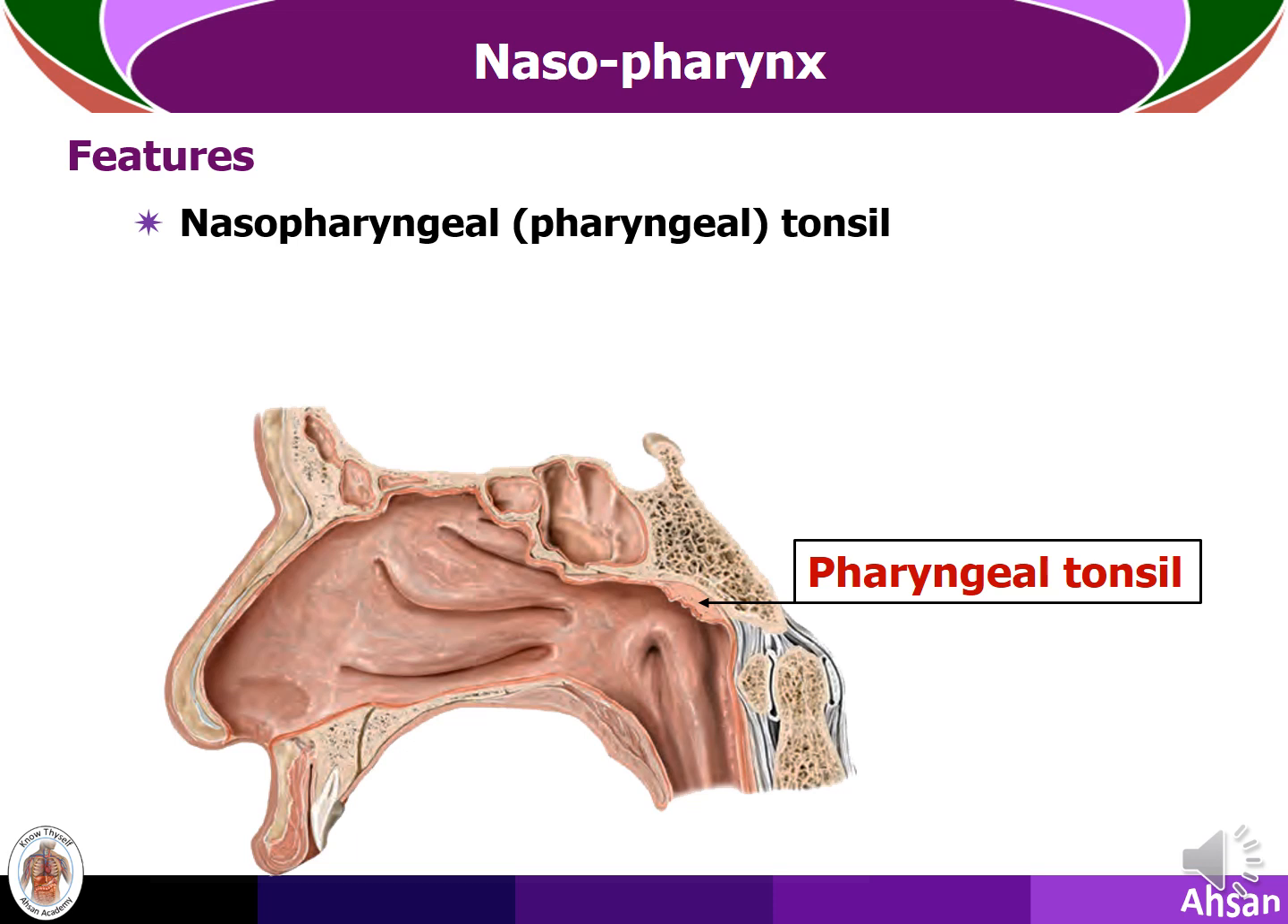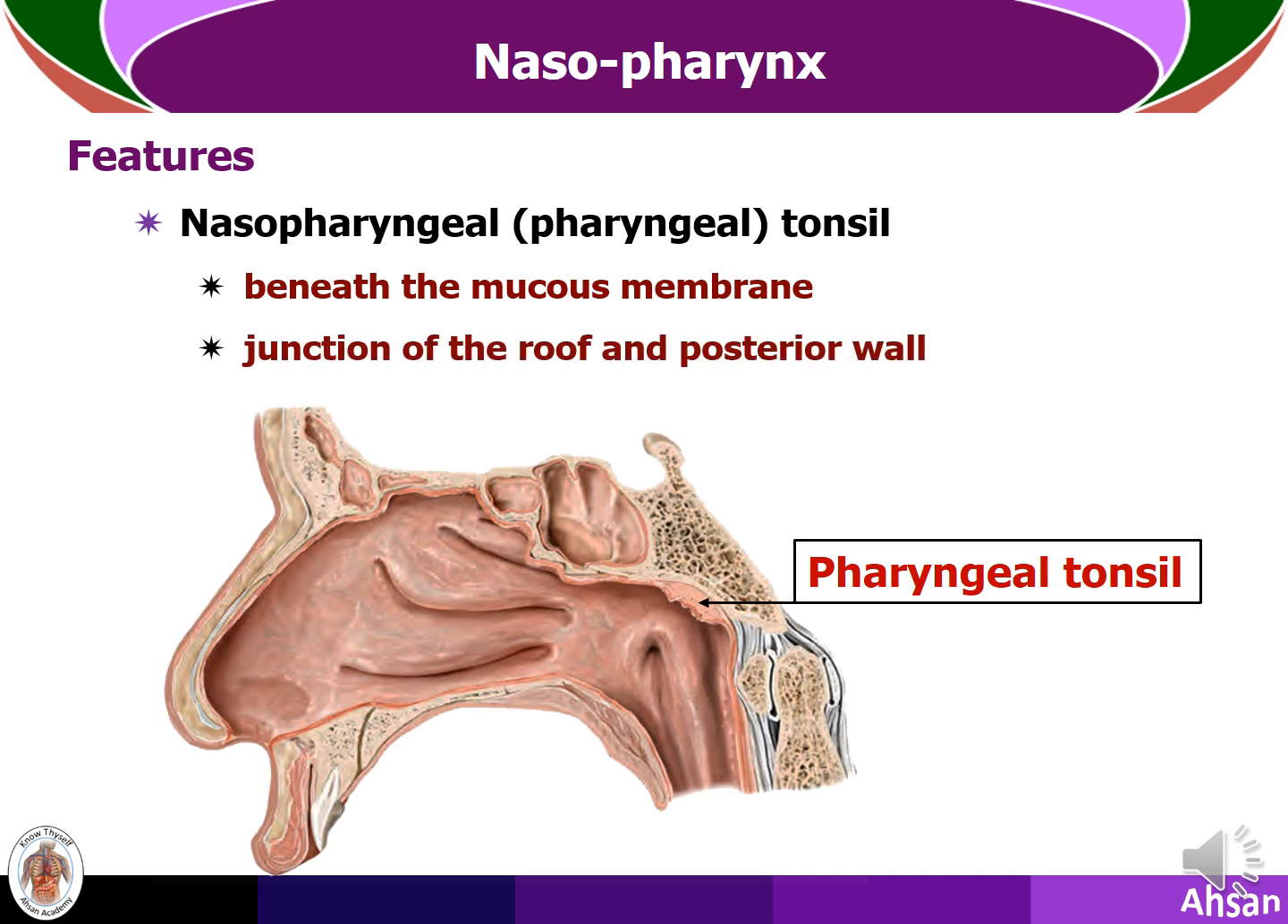Let me discuss some anatomical features in the wall of the nasopharynx. You can see the labeled one is the pharyngeal tonsil. It is at the junction of the roof and the posterior wall. Under the mucosa there is an accumulation of lymphoid tissue, known as one of the tonsils of this region. So this is the nasopharyngeal tonsil.